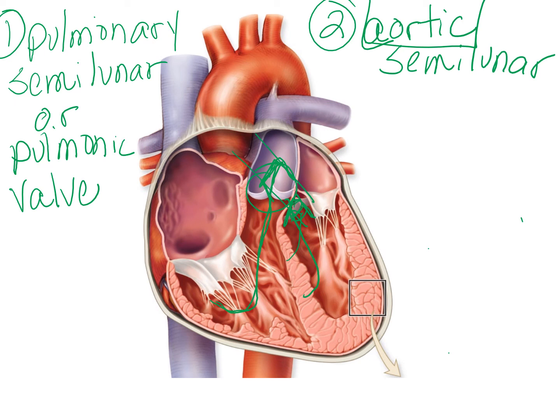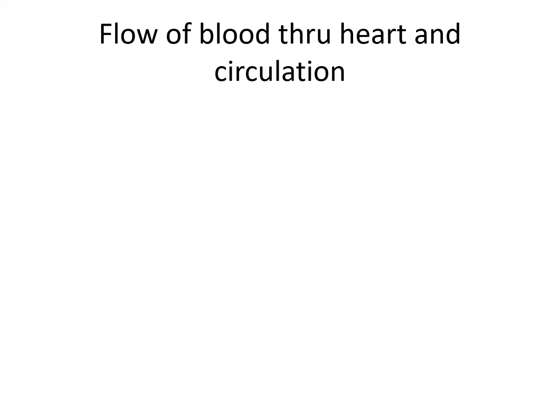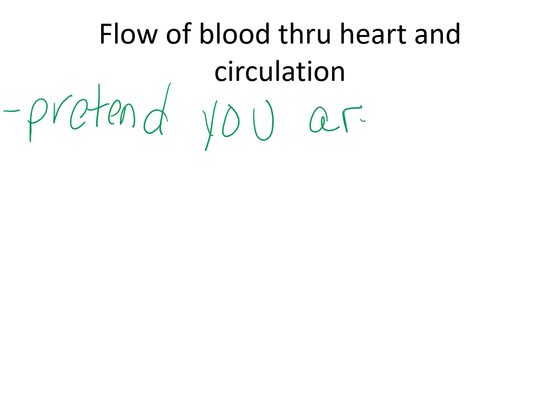Other things we see in here are these little things called papillary muscles and tendinous cords. Those are going to help anchor the AV valves. One of the things we ask you to learn in this lab and in lecture is the flow of blood through the heart and circulation. What this means is I am going to pretend that you are a blood cell. You can be whatever kind you like. And you're going to take a trip around the whole body.